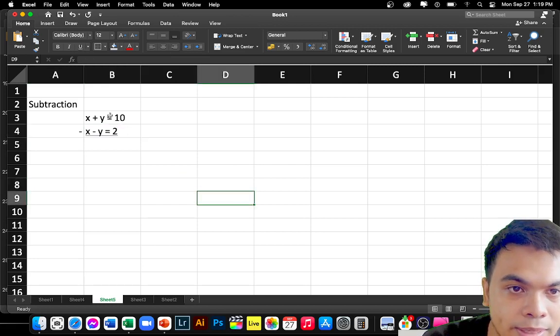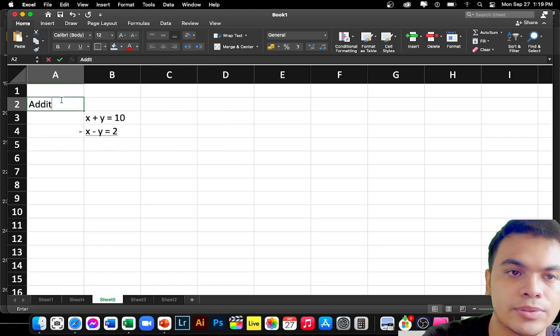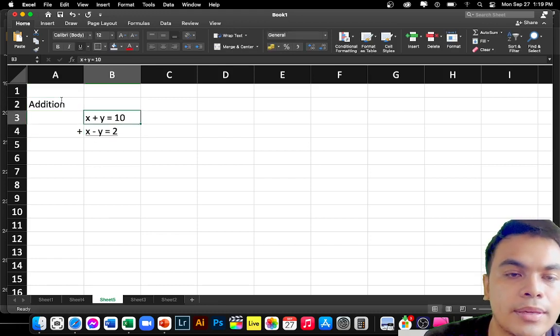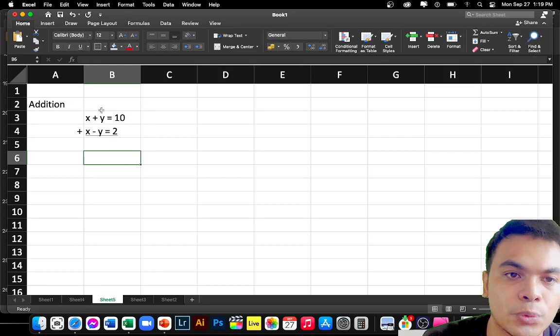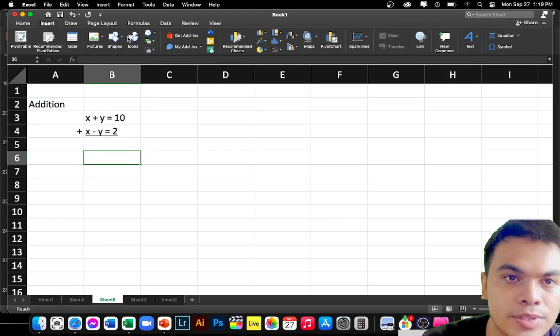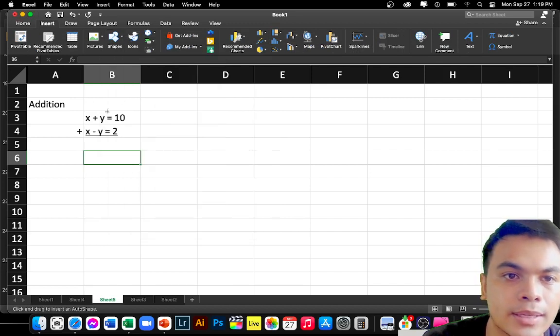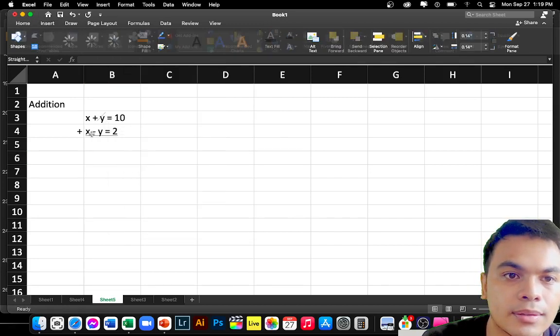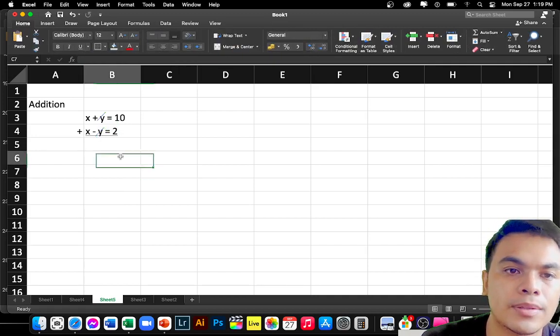Alright? So we can now eliminate both y. Sorry, it should be addition. Okay? So positive y plus negative y is equal to 0. So this is now eliminated. Okay? Lagyan natin nito. So, what is left is your x.